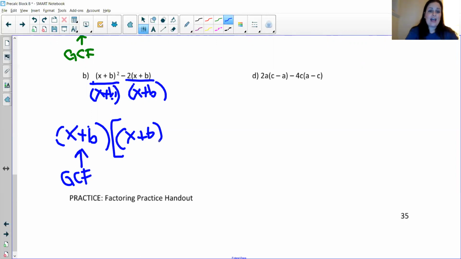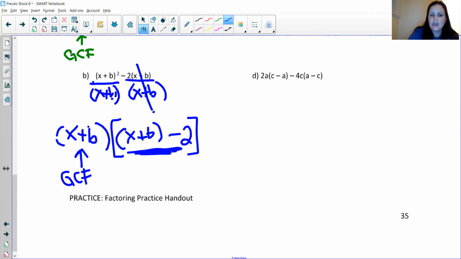All right, so the last one is, we're left with -2. Okay, and that's what this one looks like. And then if you look at what's in here, I just realized you can't see me wagging my tail. I'm waving my pen, is that you can just take those brackets away. So it becomes x plus b times x plus b minus 2. There we go.